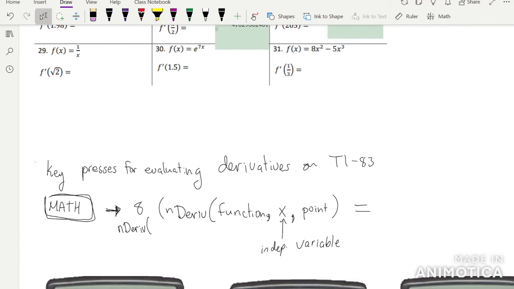When it opens up, you need to put in 3 values. You need to punch in the function, which I'll show you what it looks like. You have to represent your independent variable. So if you have dy dx, you are looking at this variable here: what are you differentiating? And then finally, the point is the value that you're differentiating at.